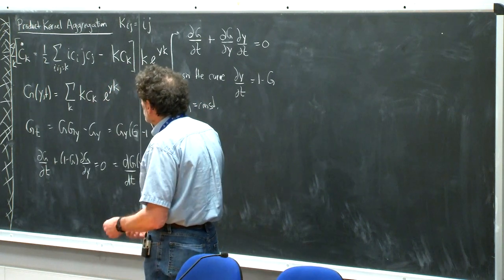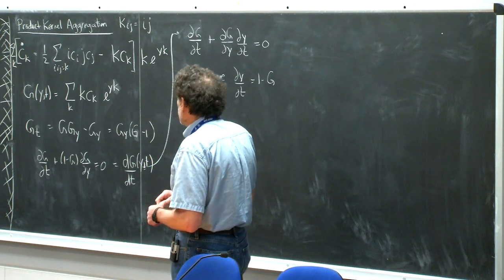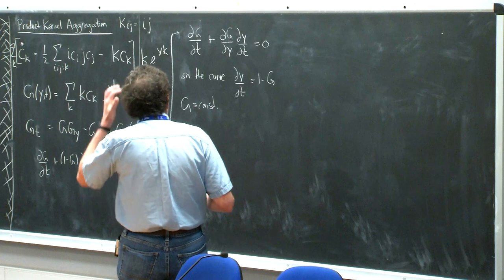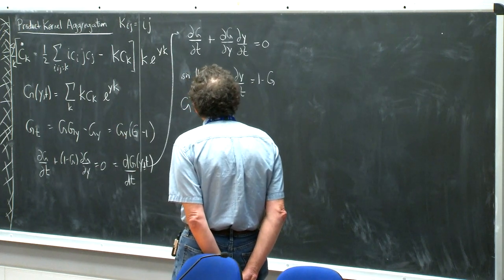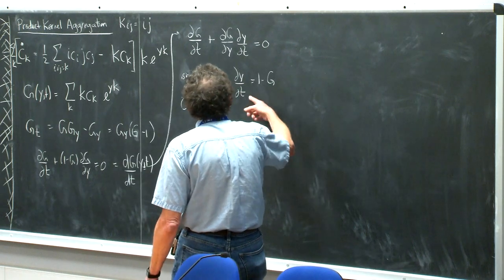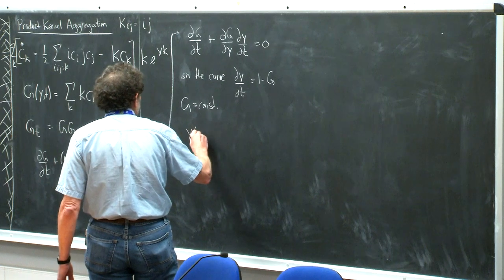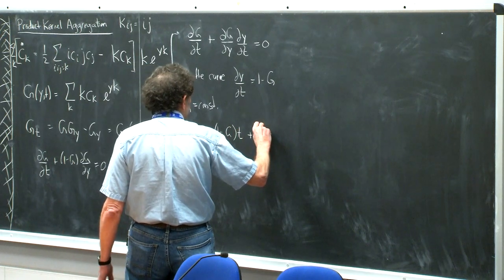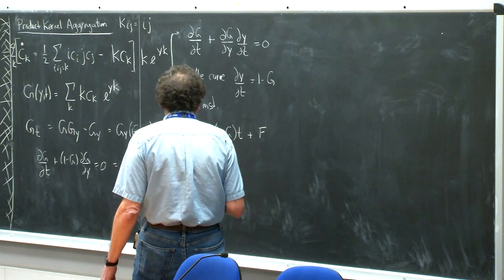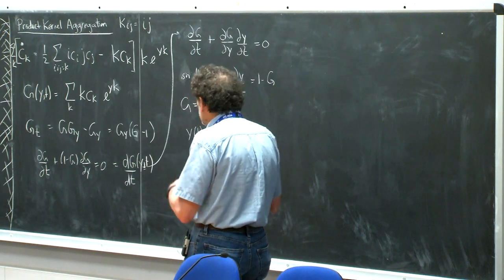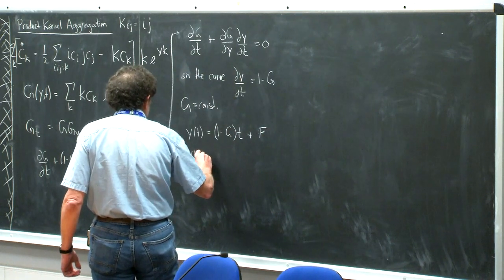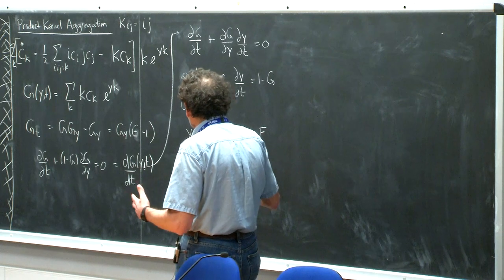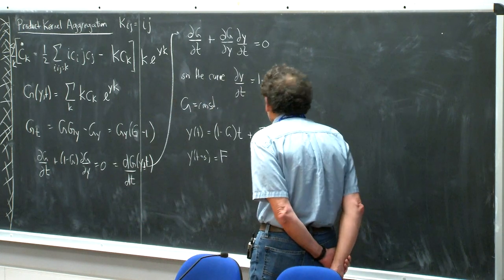So this is very similar to what we saw in the case of the linear wave equation, where the function you had to solve for was some very simple function that you would match to the initial condition. Here we have more or less the same kind of situation occurring. So on this curve, G is constant, so we can integrate this equation and get y of t is equal to (1 minus G) t plus some constant, and let me call that f. And so in particular, y at t equals 0 is just equal to f. And now we match that to the initial condition. And once we do that, then we can work this out and solve for the generating function.